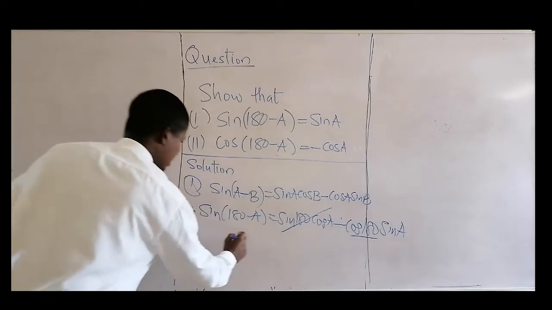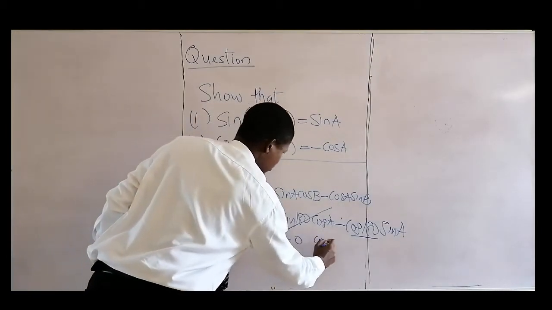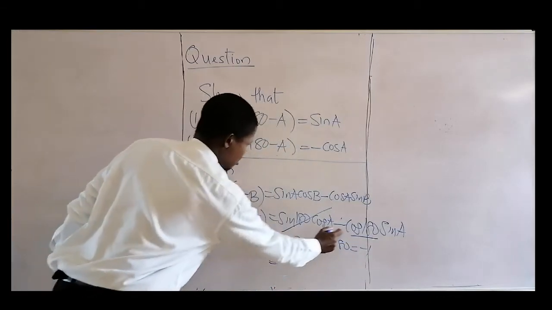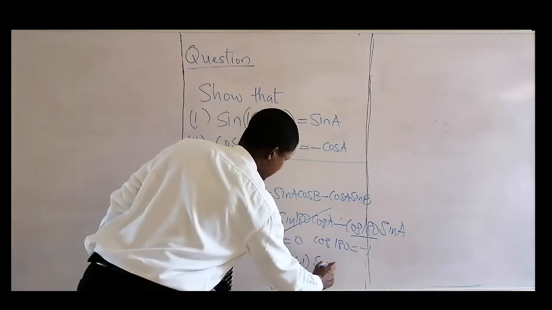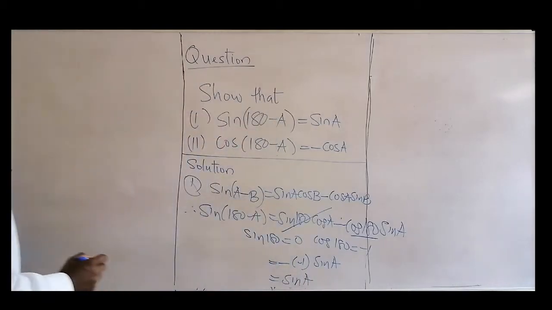So sine 180 is 0, and then cos 180 is minus 1. So our answer will equal to what? This is minus 1 sine a. And that's equal to what? Sine a. So that one is done.